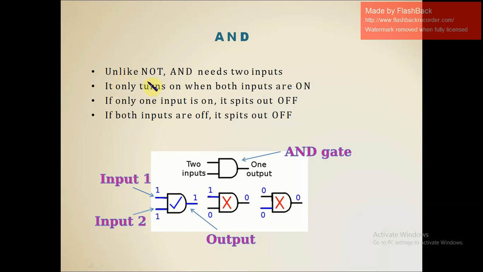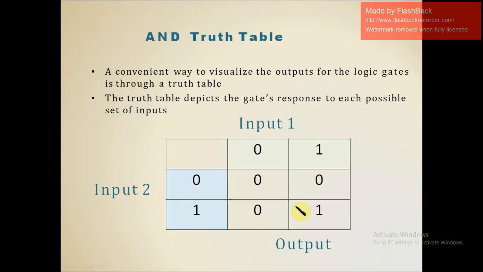Here it is also given: unlike a NOT, AND needs two or more inputs. It turns on when both inputs are on. Here we give the details. When we input 1 and 1, we generate the output 1. But when given input 1 and another input 0, we get the false value, meaning 0. When given 0, 0, in that case also we generate 0. Details will be given here.